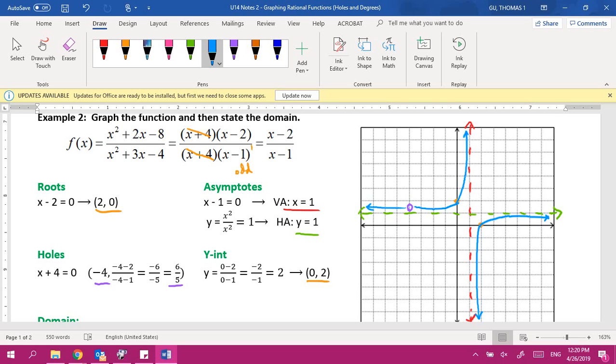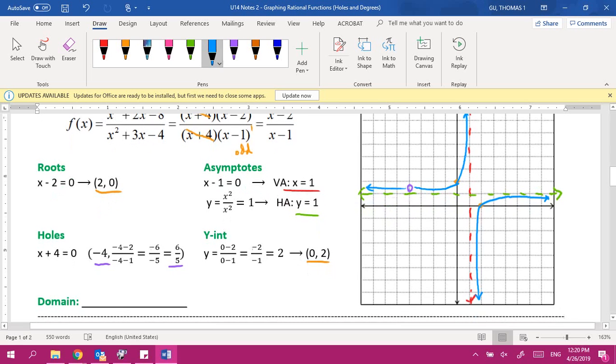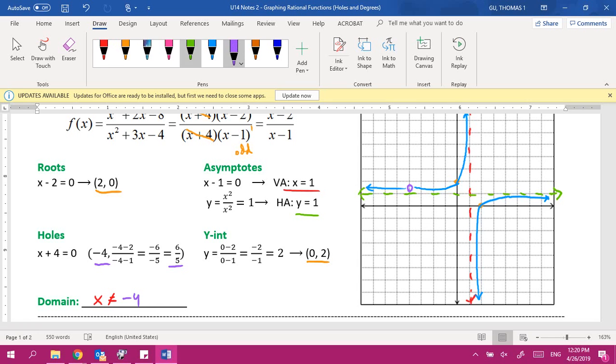So what is the domain on this graph then? Not quite. It's x. Remember the x values. X does not equal -4. The x value on this hole is -4. And also x does not equal 1, which is the vertical asymptote.